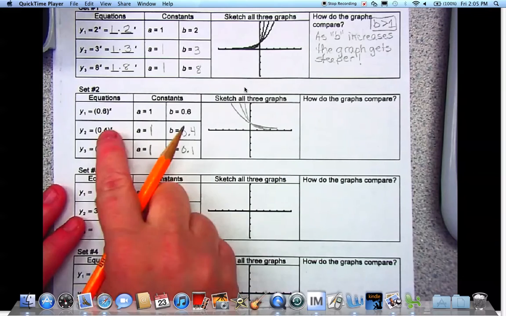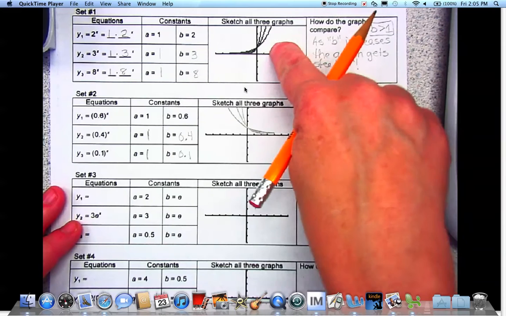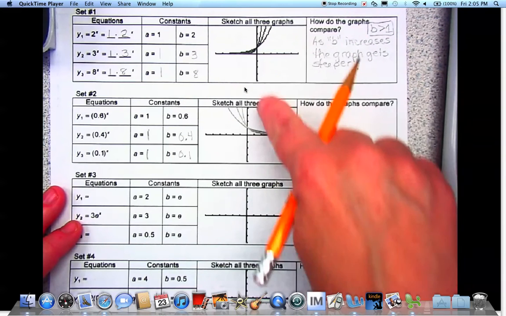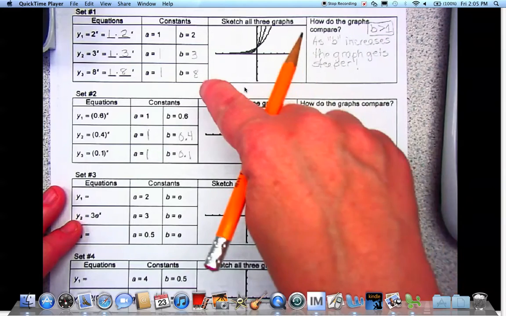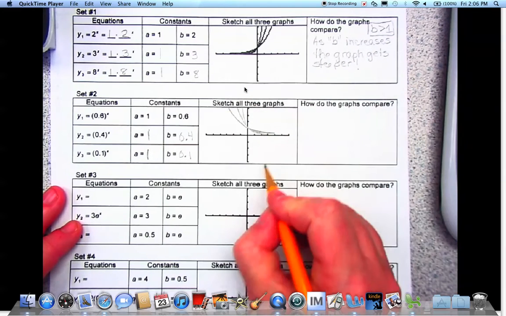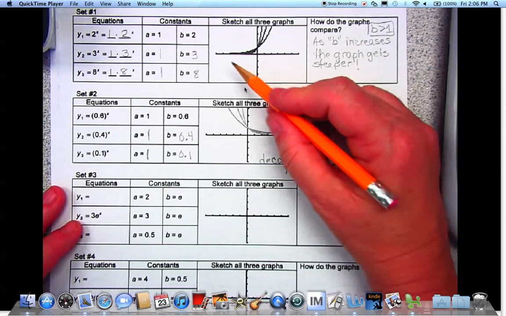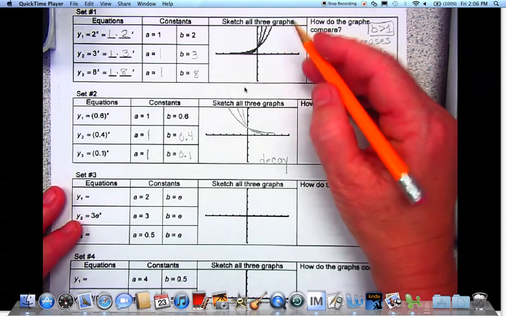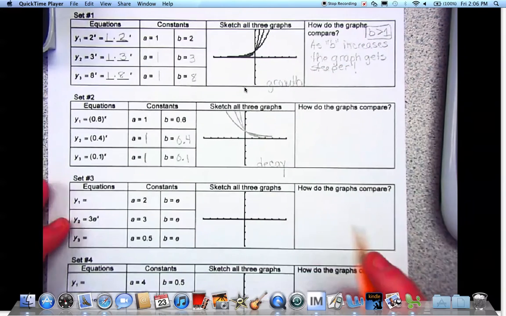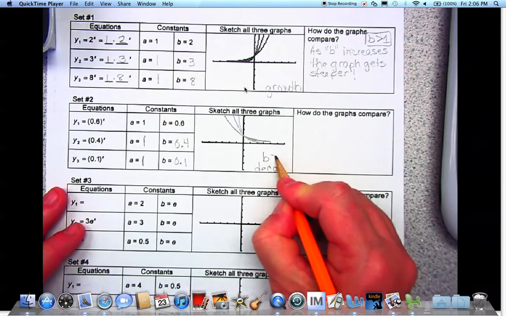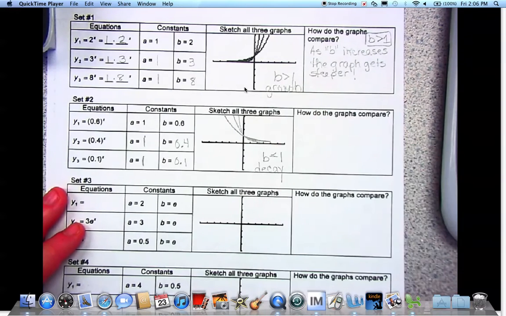Okay, now B was less than 1, and how is it different from when B is greater than 1? How are the graphs different? It goes the other direction. What is this called when it starts up and goes down? Decay. Okay, what's it called when it starts down and goes up? Growth. Yes, growth. Okay, and B is less than 1 on decay, and B is greater than 1 on growth.